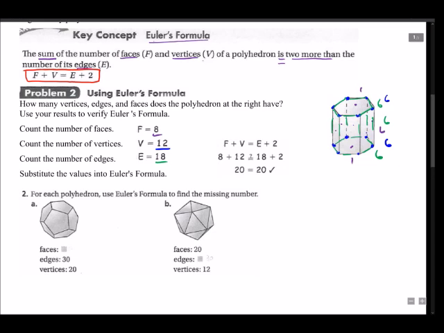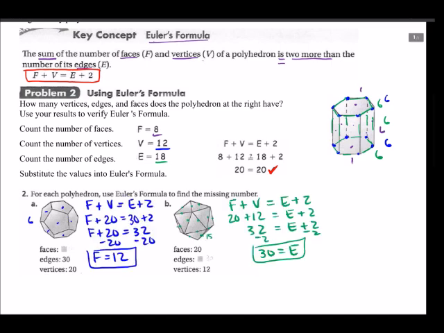We write Euler's formula: faces plus vertices equals edges plus 2. So 8 plus 12 equals 18 plus 2, 20 equals 20, and check. Verified Euler's formula. That means that it's your turn. Pause the video, do the next 2 problems.